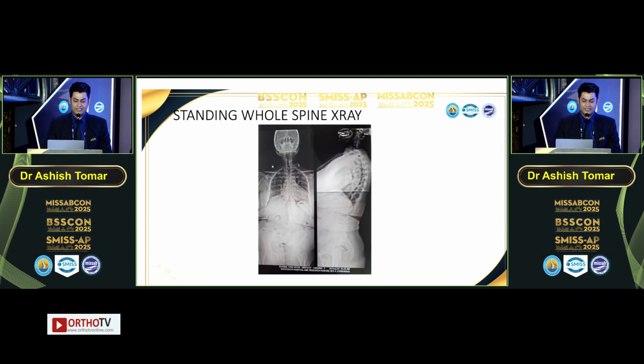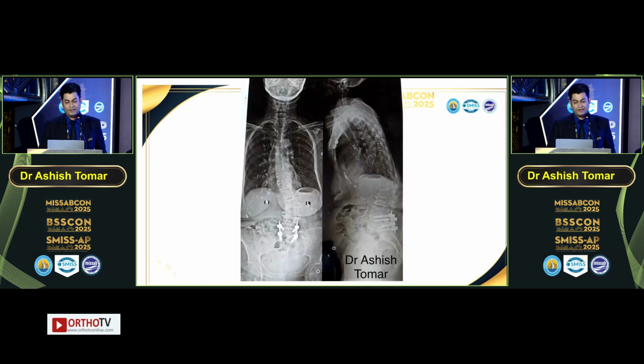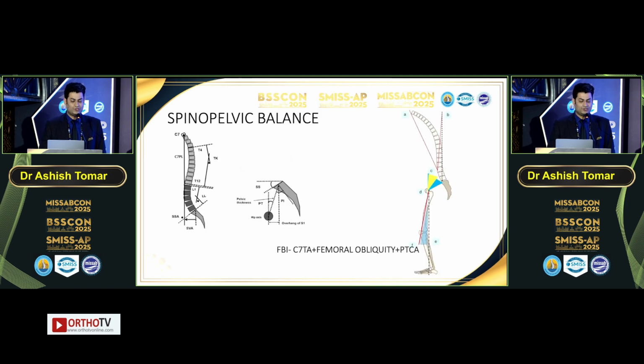So standing whole spine, this is an X-ray. You need to see how imbalanced the patient is coronally. This is how you calculate the lumbar lordosis, Cobb's angle, if 40 degrees here, this is a sagittally balanced spine. This is another patient you see, coronally balanced, but sagittally this is falling off. So these are the various situations. So this is the spinopelvic balance.